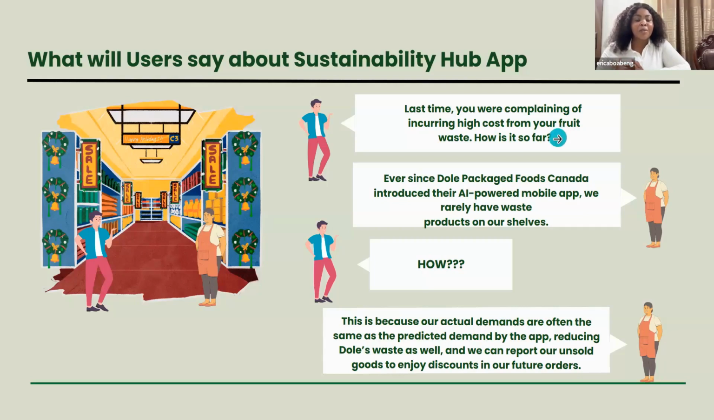And we can report our unsold goods to enjoy discounts in our future orders. So, ladies and gentlemen, the evidence is clear. The Sustainability Hub app presents more than just a technological solution. It's a comprehensive approach to transforming the perishable food supply chain. The time for this solution is now.